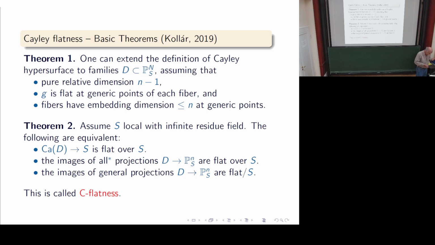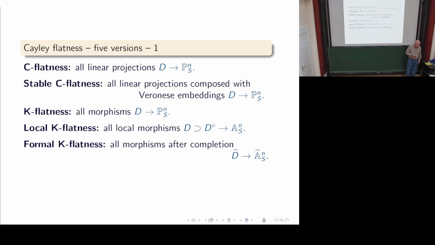Okay, so if you think about this, there are five natural versions of this idea. We already defined C-flatness: the whole linear projection should have some kind of flat image. Then you can do a stable version of that: first take a Veronese embedding and then take a linear projection. Now this is K-flatness, which is maybe the most natural if you try to write something down.